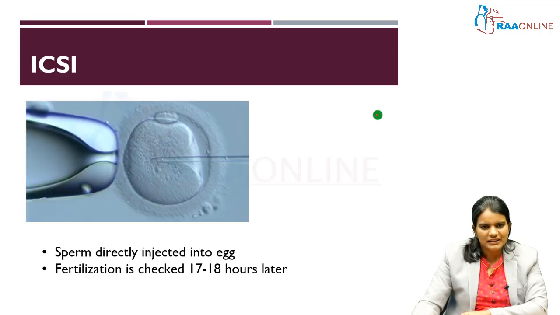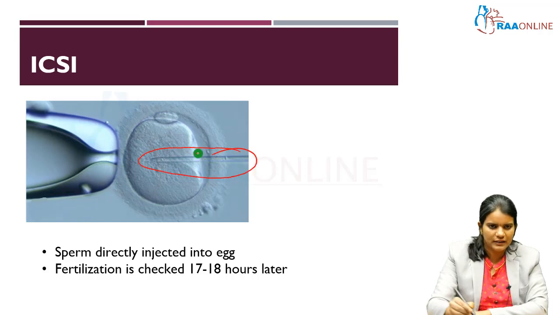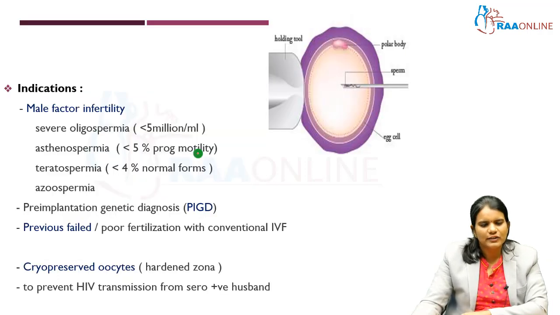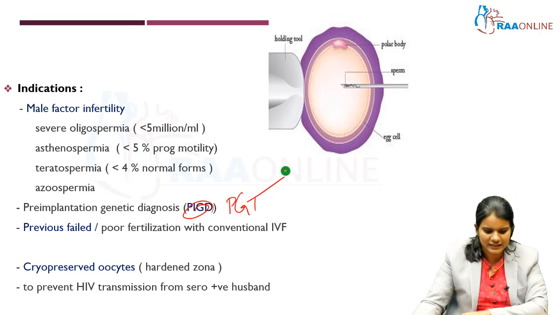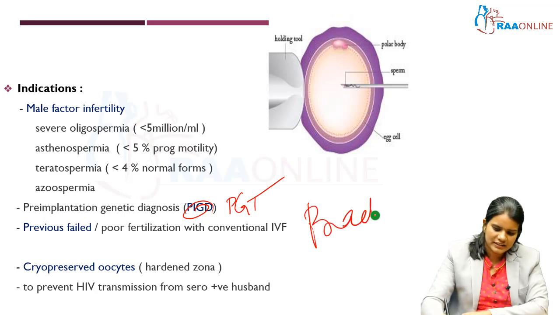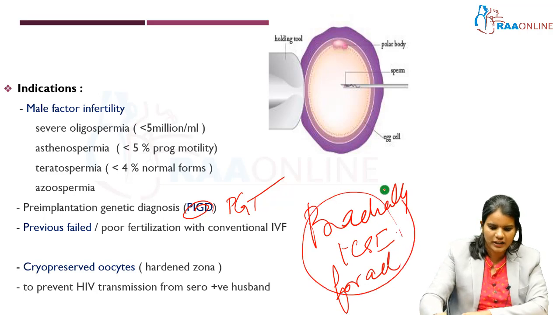In ICSI, the sperm is directly injected into eggs and fertilization is checked 17 to 18 hours later. See, this is how they inject the sperm into the egg. And indications for ICSI include severe oligospermia, asthenospermia, teratospermia, pre-implantation genetic testing, PGT (PGS, which nobody uses now), previous poor fertilization with conventional IVF, and cryopreserved oocytes. But practically, now it is ICSI for most, that's how most of us function. Okay, but however, in exams, if they ask, you can definitely tell.